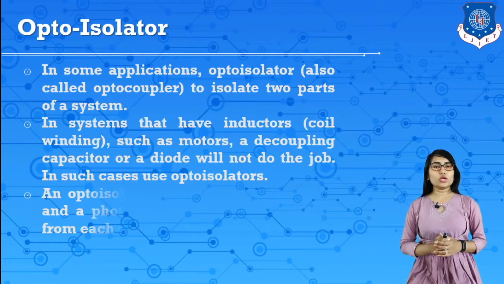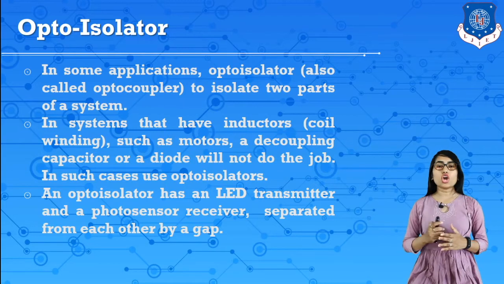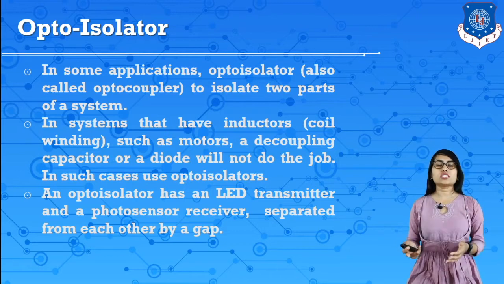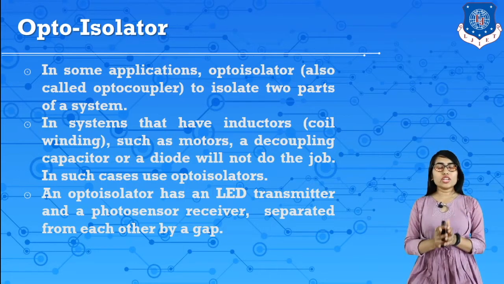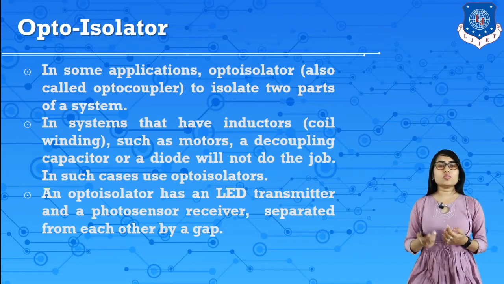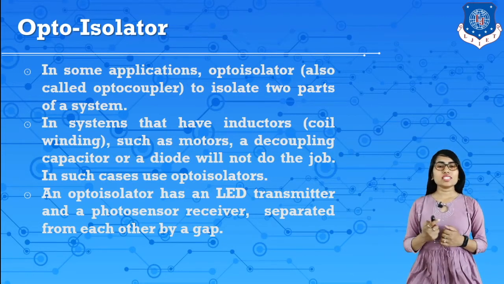Next we have an opto isolator. In some applications, the opto isolator, also known as an optocoupler, isolates two parts of a system. In a system that has an inductor, that means a coil such as a motor, a decoupling capacitor or a diode will not do the job. In such cases, the opto isolator is used, and it has an LED transmitter and a photosensor receiver separated from each other by a gap.